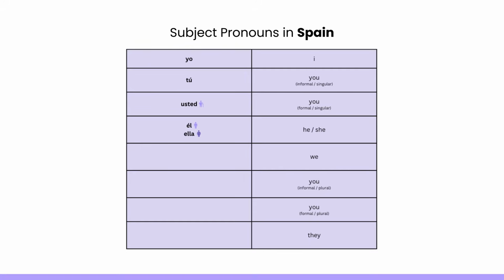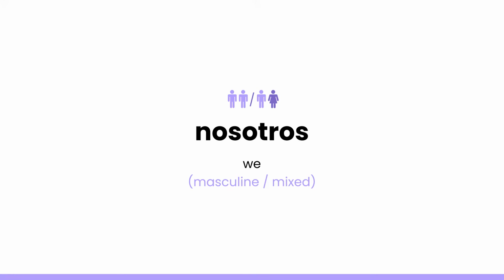All right, once you're ready again, let's move on to the next subject pronoun, which is we. Now, as I just said, in Spanish there is masculine and feminine. And when we say we we can also use two different words to say we. So let's look at the first word. So the first word is nosotros, nosotros. And nosotros ends with os.